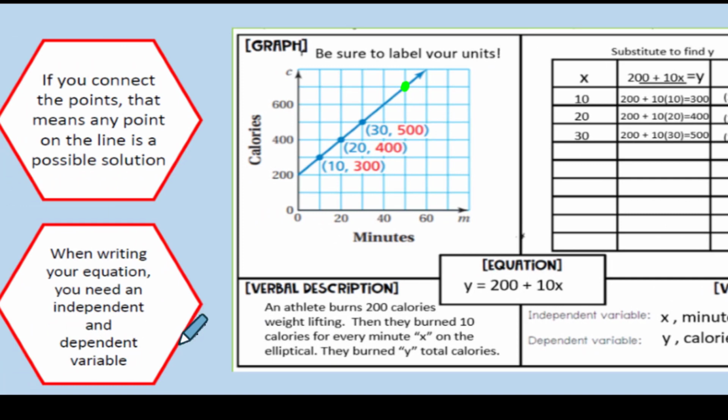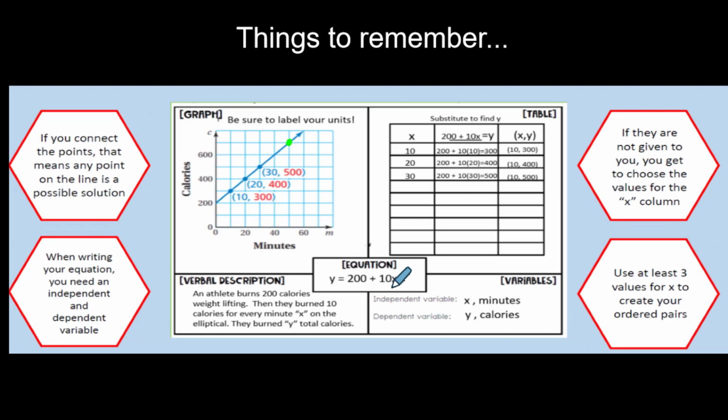Also, way back over here again, when writing your equation, you need an independent and a dependent variable. Because we are going to have an x and a y ordered pair, you need an independent variable that will create the value of the dependent variable. So you need both of those things.